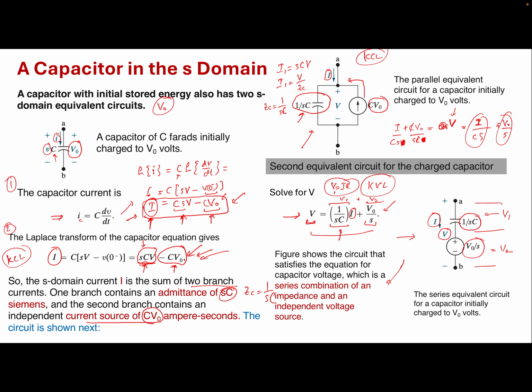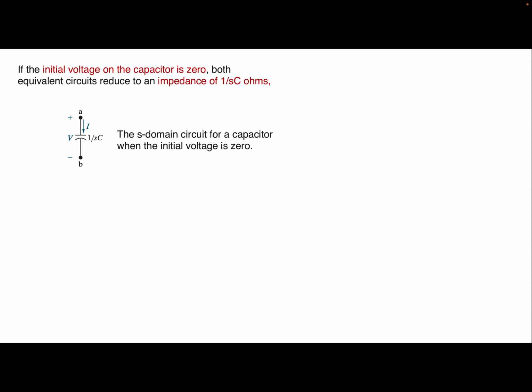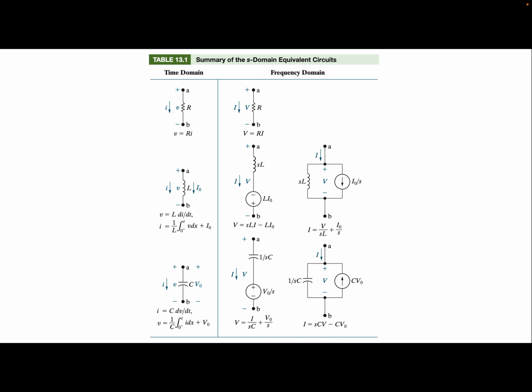V equals I times Z, where Z represents the impedance of the capacitance, 1 over SC. So once you take the initial voltage on the capacitor as 0, because no initial energy is stored, the circuits will be reduced to this, where you have a simple V equals I times ZC, and ZC is 1 over SC. So depending on which model to use and whether there's initial energy stored or not, you can pick different circuits to choose.